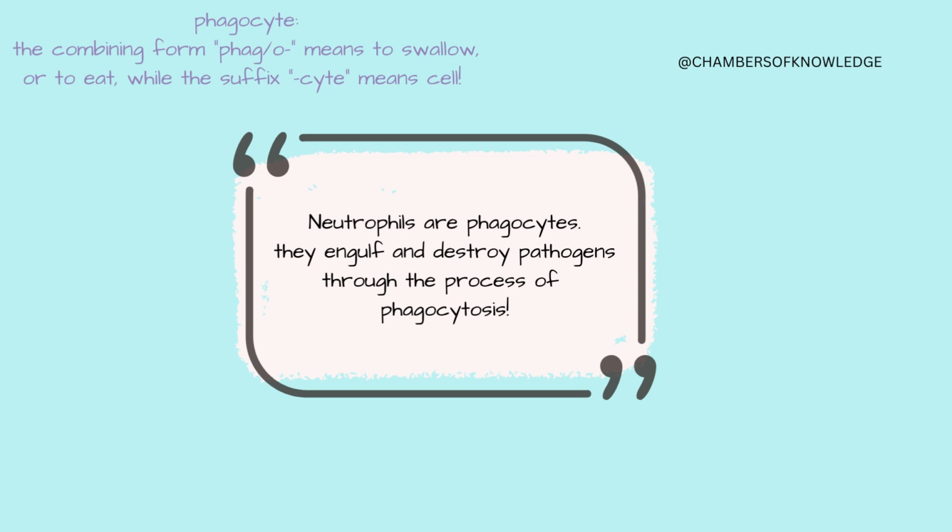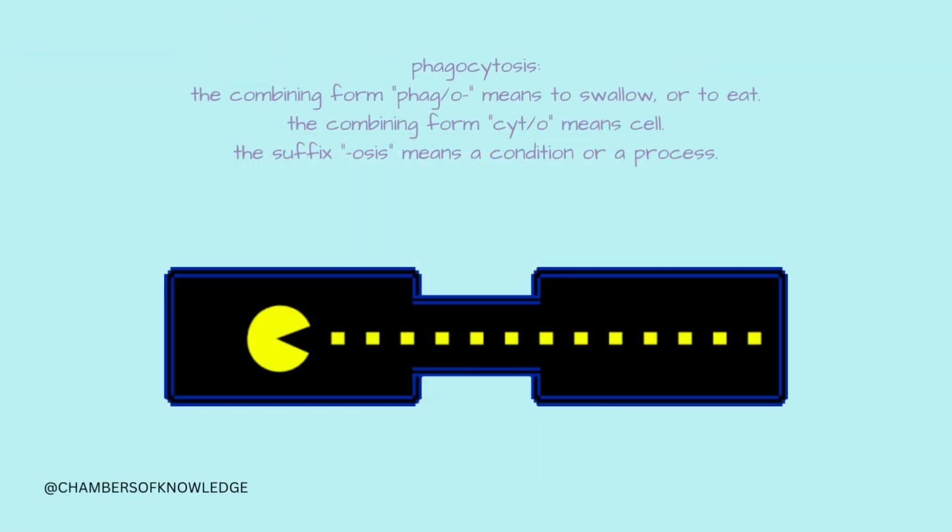Neutrophils are the most plentiful leukocyte. They make up about 54 to 62% of all the white blood cells within the blood. Neutrophils are something called phagocytes. Their job is to engulf and destroy pathogens through phagocytosis, which simply means the process of swallowing or devouring cells.